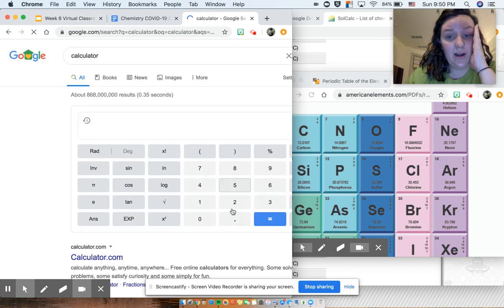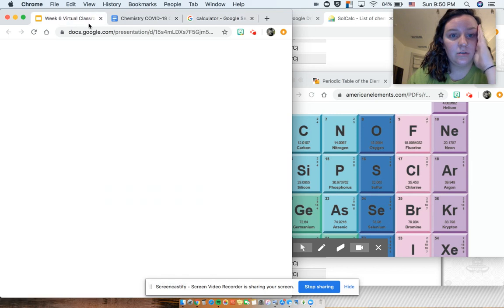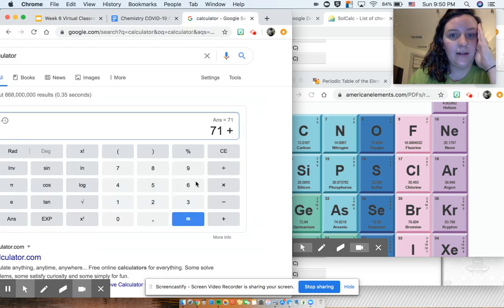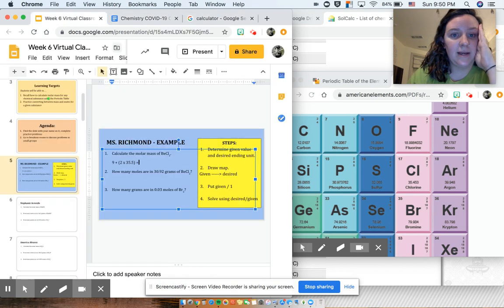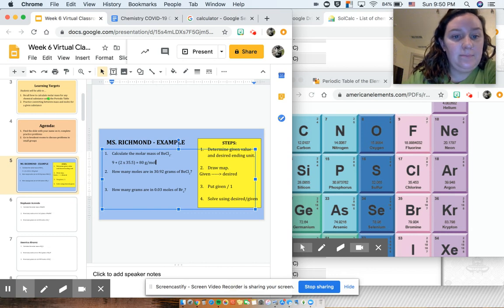So 35.5 times 2 is 71 plus, what is it for Be? 9. It's going to give us 80 as our molar mass. And the units for molar mass are always grams per mole. So it's how much mass is in 1 mole of a substance. So that's how I would solve number 1.